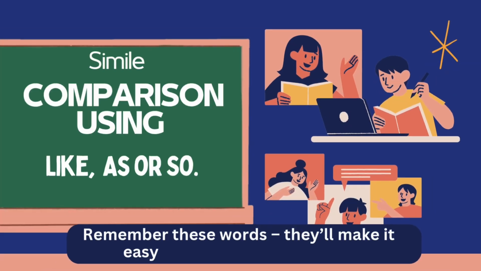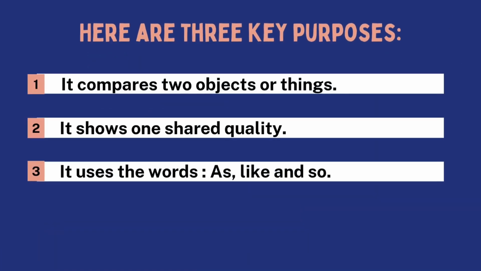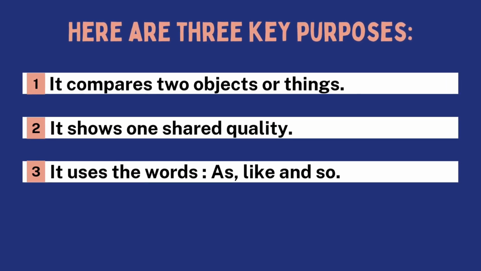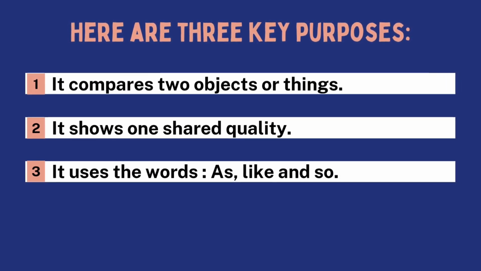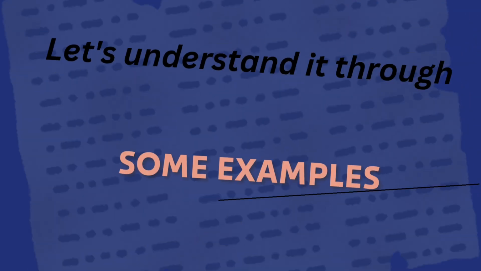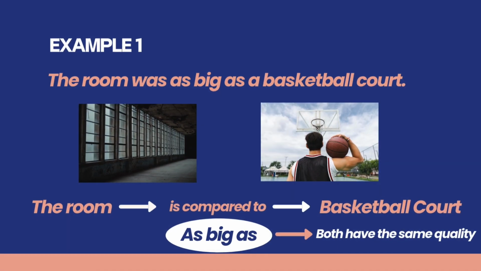Now all you have to do is remember these words. They'll make it easy to find similes anywhere. Now here are three key points that you have to keep in mind while learning simile. It compares two objects or things, it shows one shared quality, it uses the words as, like and so. Now let's understand it through some examples.